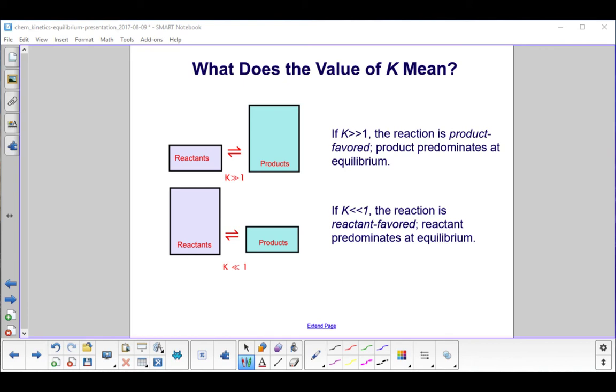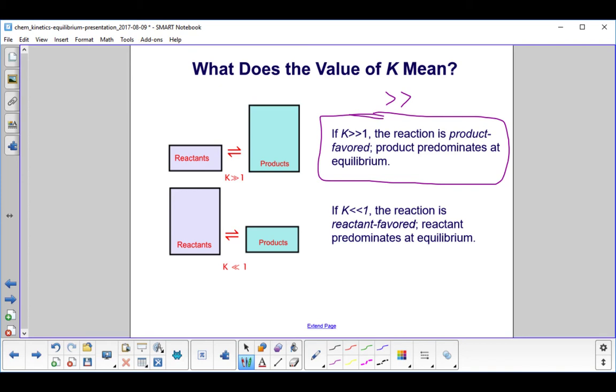Okay, so by now we've figured out the equation for K and how to calculate it, but what does it mean? Well, here you go. If K is much greater than 1, maybe that confused you, the two greater than signs. No, that's not a typo. It just means that K is really, really bigger than 1.